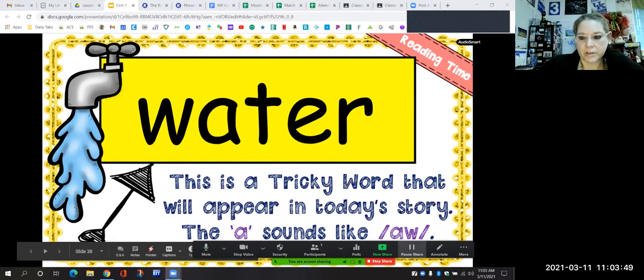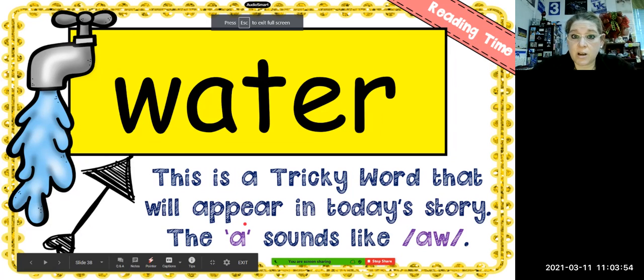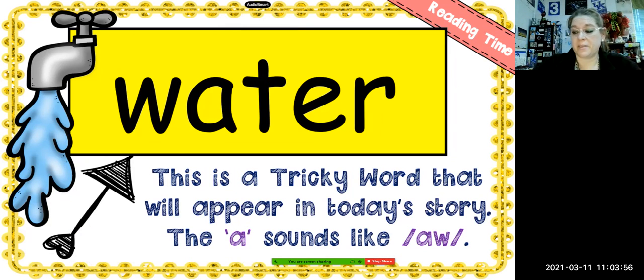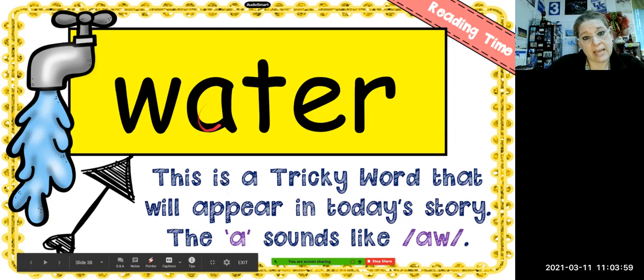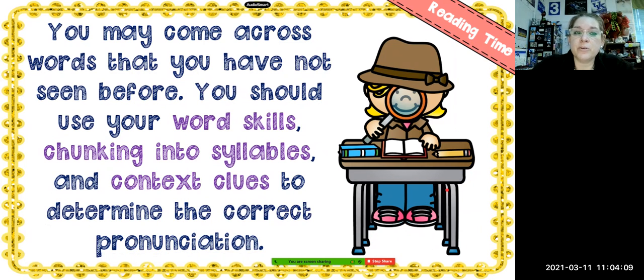Okay, so here is one of the tricky words that we saw in our story: the word water. The reason it's tricky is because the A spelling does not sound like the usual A, it sounded like ah. Sometimes you may come across words that you may not have seen before, and you should use your word skills like chunking into syllables and context clues, using the information around the unknown word to determine the correct pronunciation and meaning.